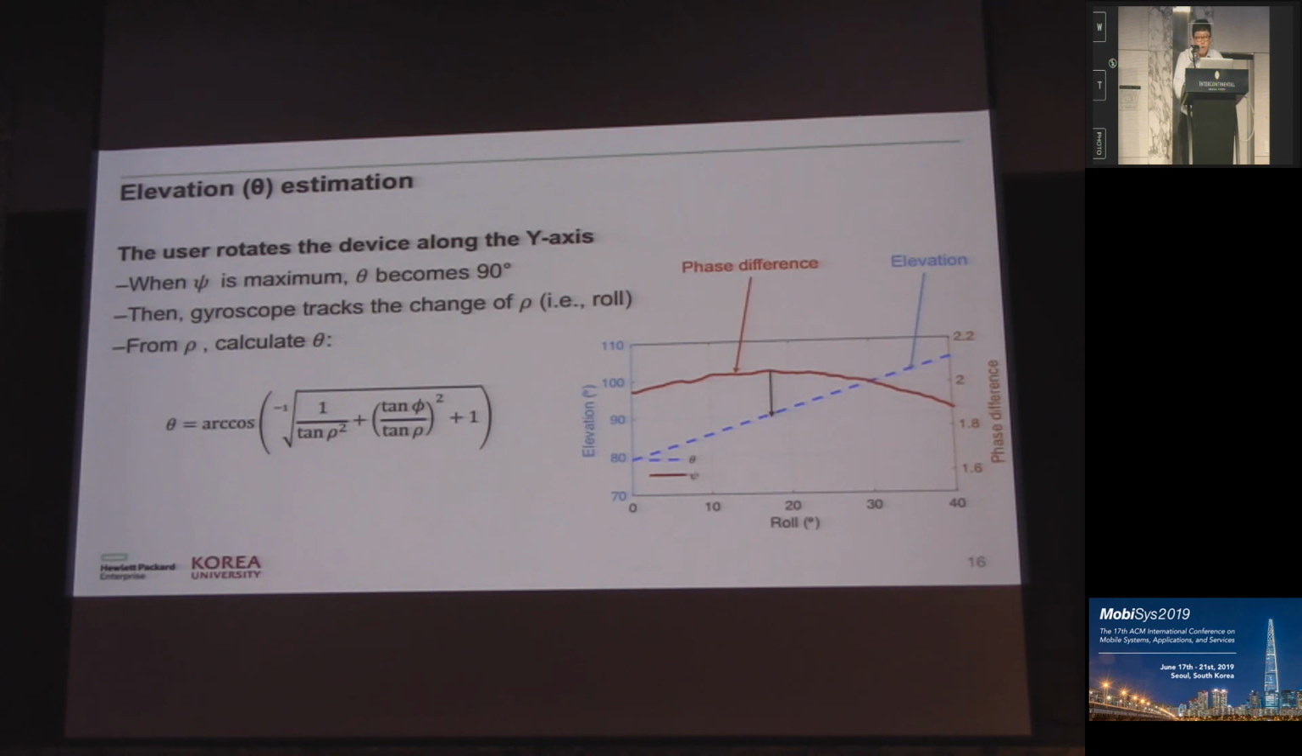Likewise, we can also estimate the elevation using the rotation of the device along the y-axis. After the azimuth estimation phase is completed, the user rotates the device along the y-axis as well, which changes the elevation angle. When the IoT device aligns to the horizontal plane of the AR device, the elevation angle becomes 90 degrees. At this time, the phase difference is maximum. Then it starts to track the device rotation along the y-axis using the gyroscope. From the estimated rotation, we can finally estimate the current elevation using this equation.